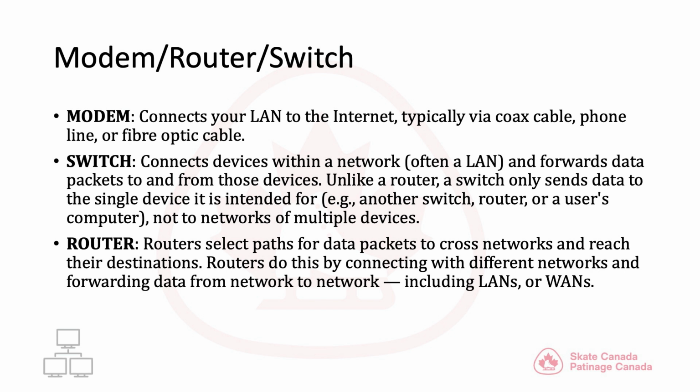Routers, on the other hand, select paths for data packets to cross networks and reach their destinations. Routers do this by connecting with different networks and forwarding data from network to network, including LANs or wide area networks, or WANs. In practice, what this means is that routers are necessary for an internet connection, while switches are only used for interconnecting devices.